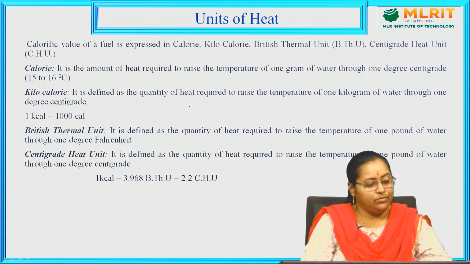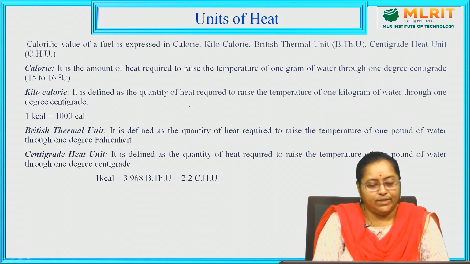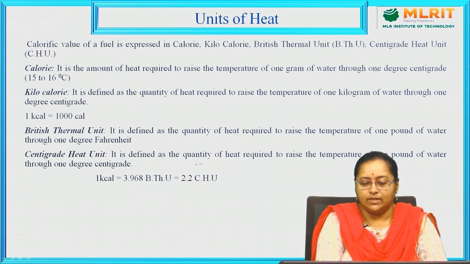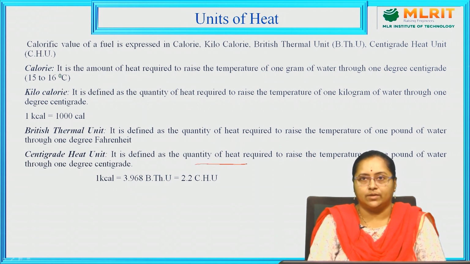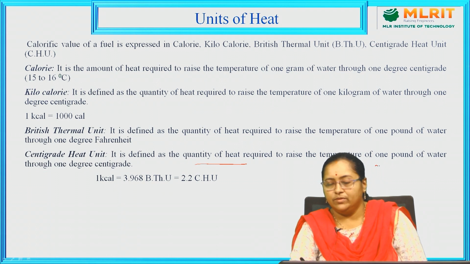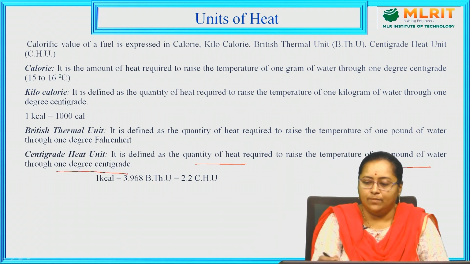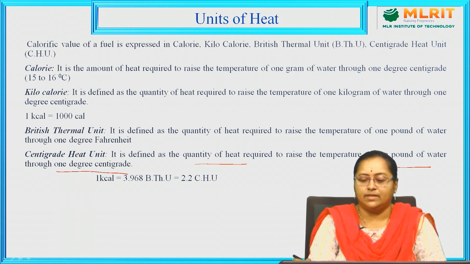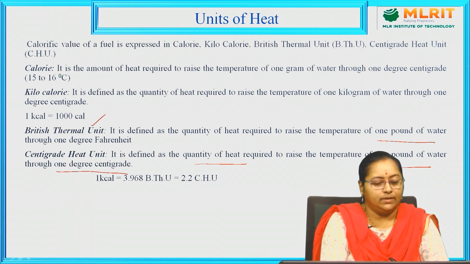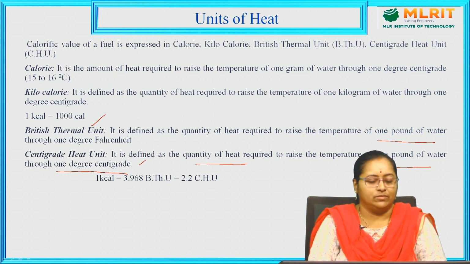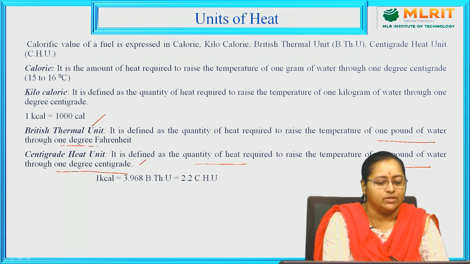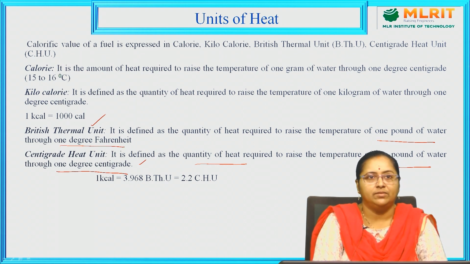So coming to the fourth one, that is centigrade heat unit. It is defined as the quantity of heat energy that is required to raise the temperature of the same 1 pound of water through 1 degree centigrade. The amount is the same, just like in the British thermal unit, we are going to consider 1 pound of water, but again we came back to the unit of temperature, 1 degree centigrade. Initially we used 1 degree Fahrenheit for British thermal unit. Now it is again changed to 1 degree centigrade.